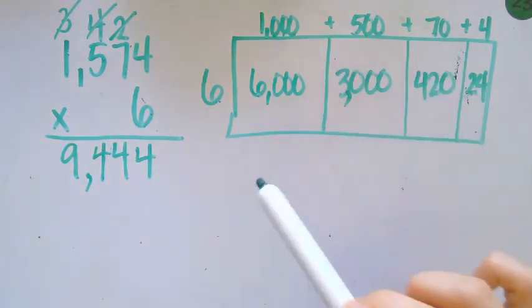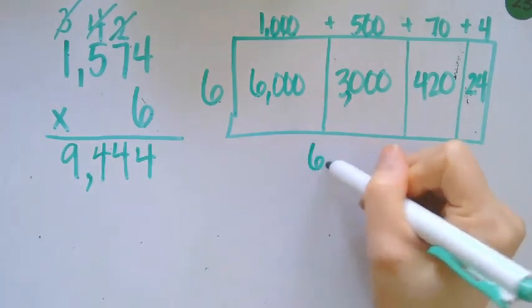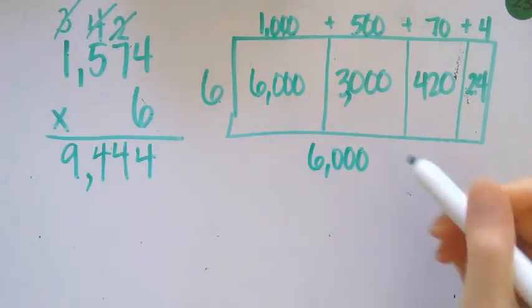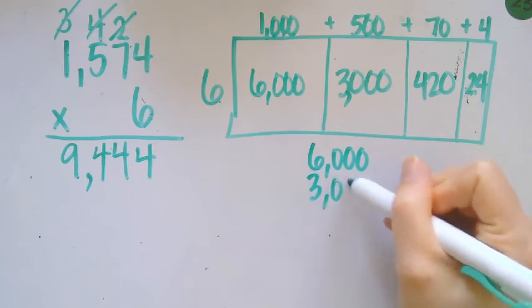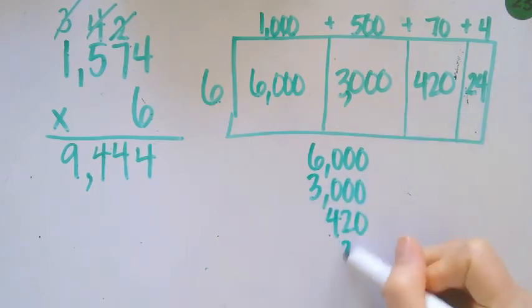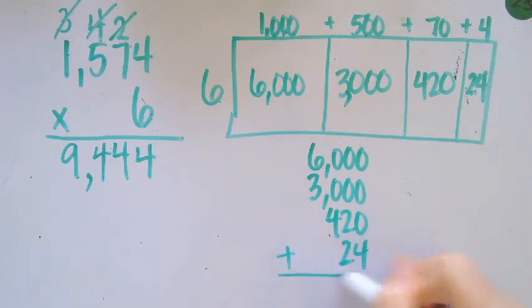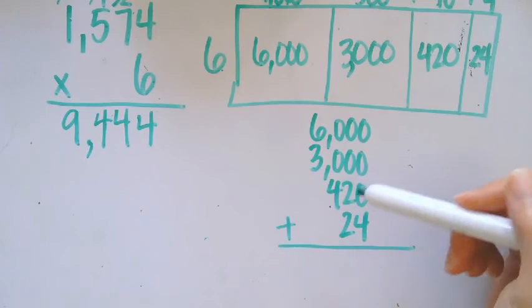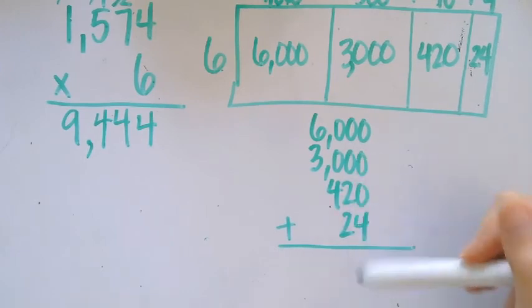Okay, I'm going to start with my greatest number, which is 6,000. Next number, which is 3,000, 420, and 24. Again, please make sure you're lining it up. If you need to draw those lines, you go ahead and do that. Otherwise, just be very careful and check your work.